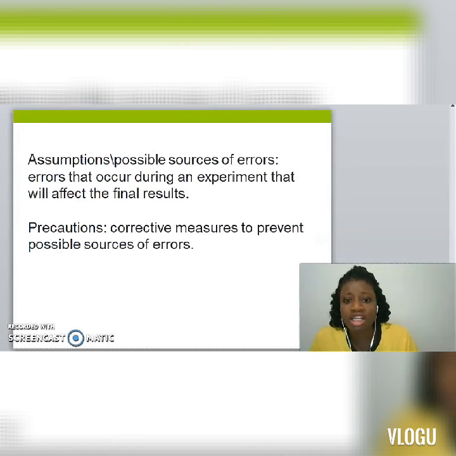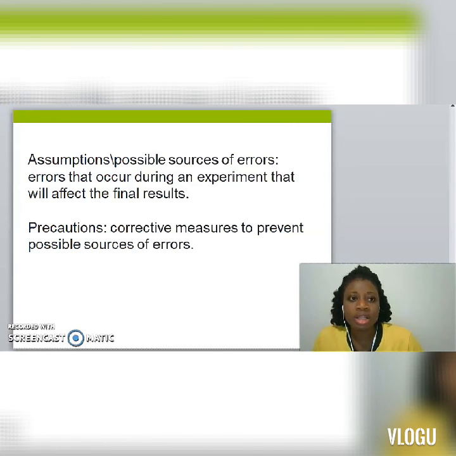Then you have your assumptions and possible sources of error. For some experiments, it is easier to distinguish between your assumptions and your possible sources of error, but for other experiments, it is not so easy to distinguish between them. So what I encourage you to do is to combine them and to have one collective heading as your assumptions or possible sources of error when you realize that you have an issue distinguishing between both of them in that given experiment. And these would just be the things that occurred during the experiment that would affect the final result of the experiment.